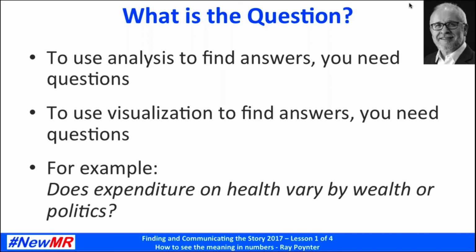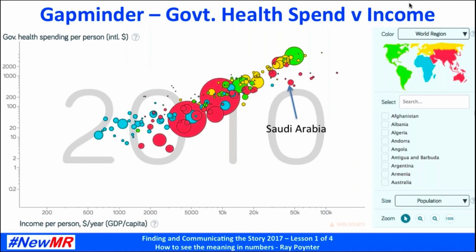Do you think that the expenditure on health in countries varies by wealth or by politics? Do some countries spend a lot more because they're keen on being fair to everybody, and do some countries spend a lot less, which we would call politics or philosophy? Or is it largely driven by money? Well, once we have a question, we can arrange the data.